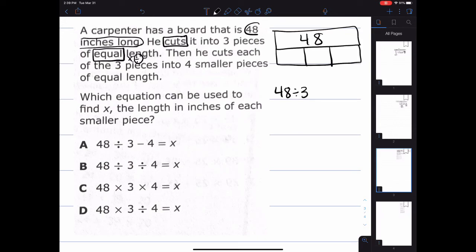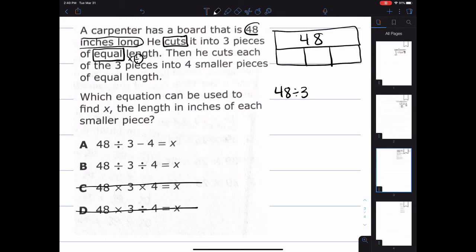So I'm going to go ahead and look at my answer choices and think about which one I can eliminate. I can eliminate C and I can eliminate D because in C they're only multiplying, and on D, they're dividing, but they're not dividing 48 by 3. So I know I can eliminate those 2 answer choices. So now I'm left with A and B. So let's keep reading the problem and see what's next.